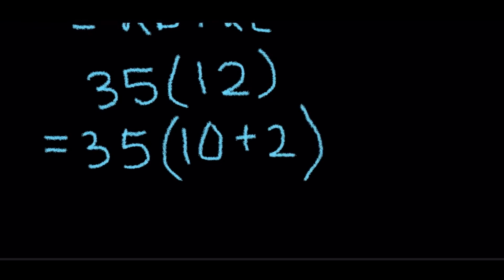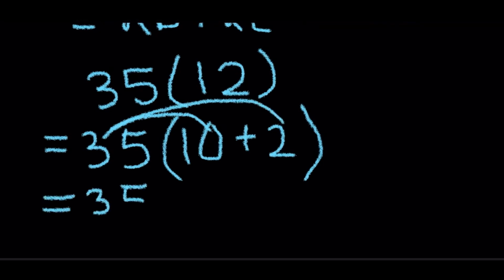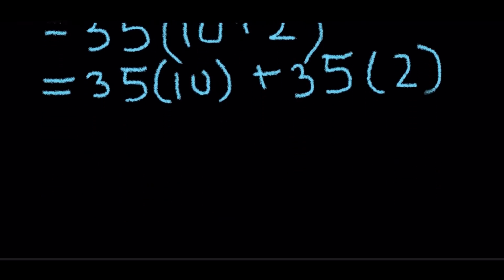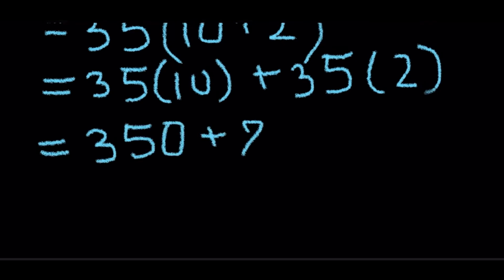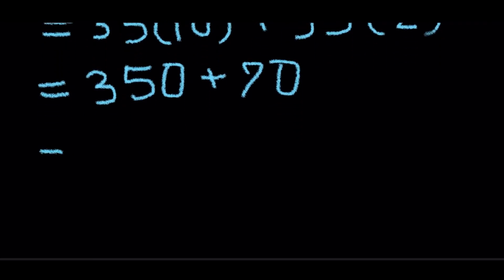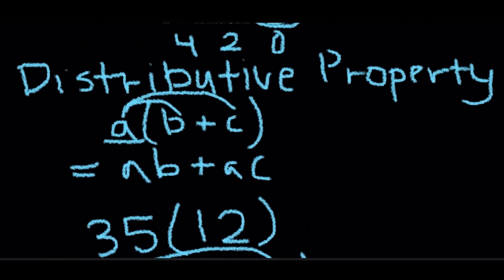So we can use the distributive property to multiply 35 by 10 and then 35 by 2. The 35 times 10 is just 350. That's easy enough. And then 35 times 2 is 70. And when we add them up, we get 420. The same thing as before.